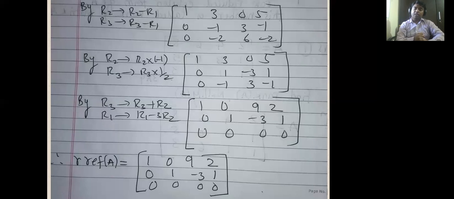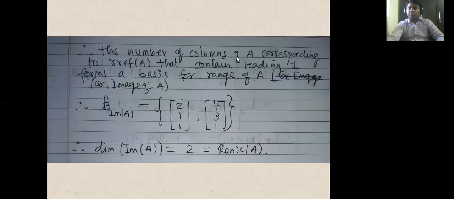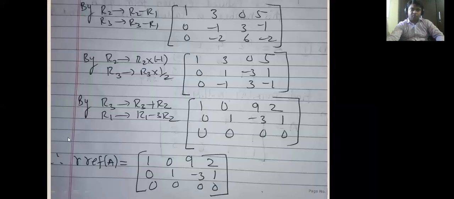But suppose I want to know what the basis of the image is. How to do that? The columns of matrix A corresponding to the columns of the row reduced echelon form of A that contain a leading 1 form a basis for the range of A. Range of A means the image of A. So in the row reduced echelon form, this column C1 and this column C2 contain the pivot entries.